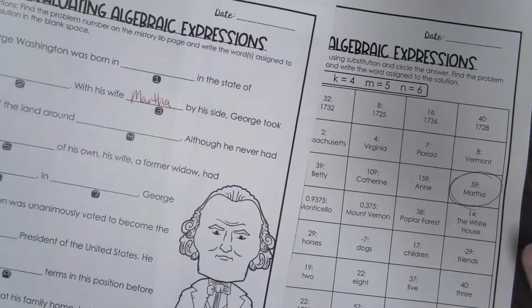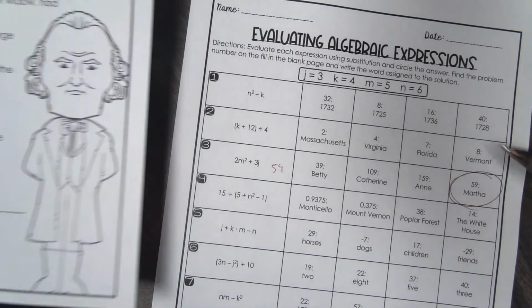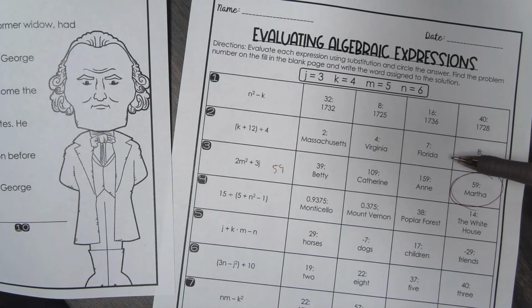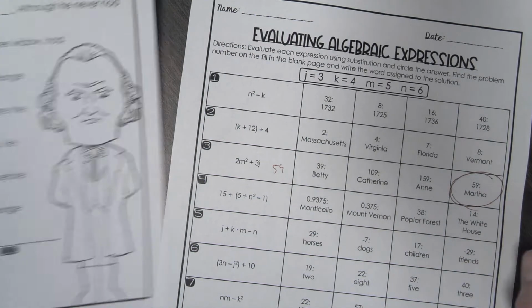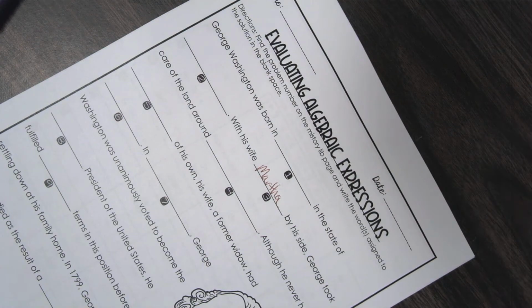So you have the entire hour to work on this. If you get this one done, there is another one. All you're doing is evaluating algebraic expressions. So you just go in, solve the expression, find your answer, circle it, and that's the word that you're going to put in the blank. Now, if you finish this one, go ahead and start this paper, stop the video, and then you're going to come back if you finish, and you're going to work on the other one.